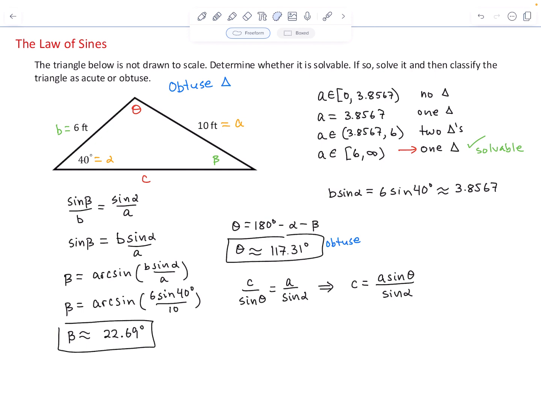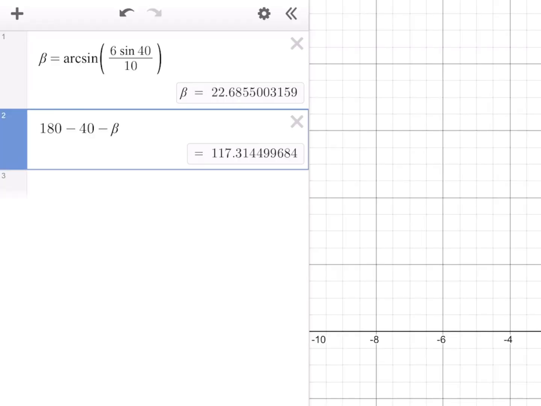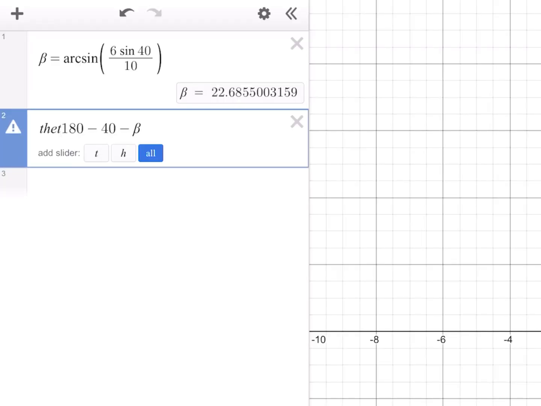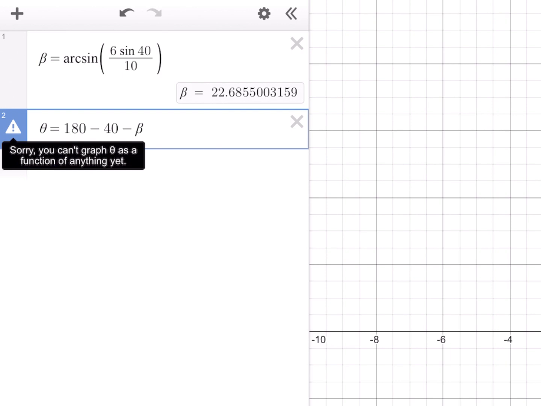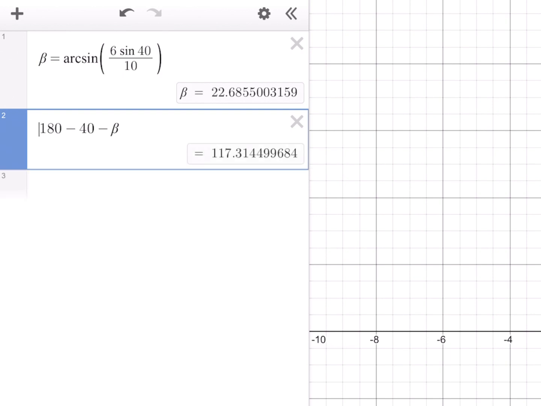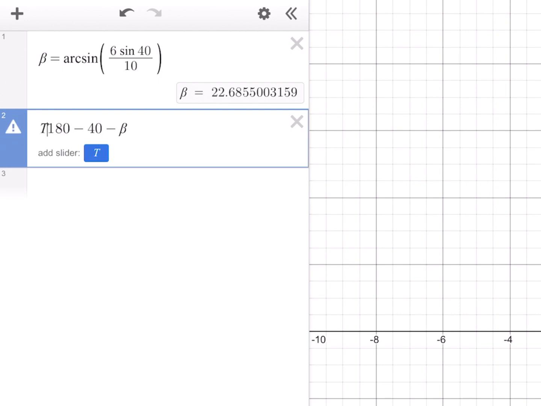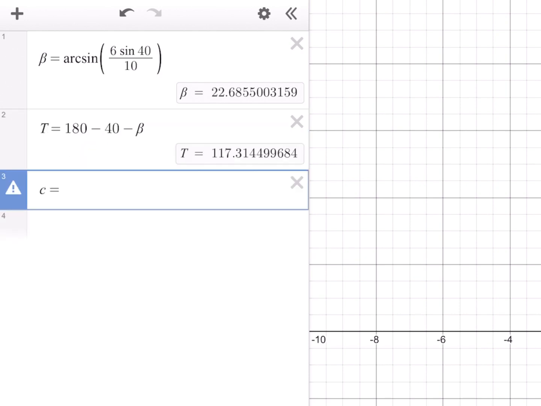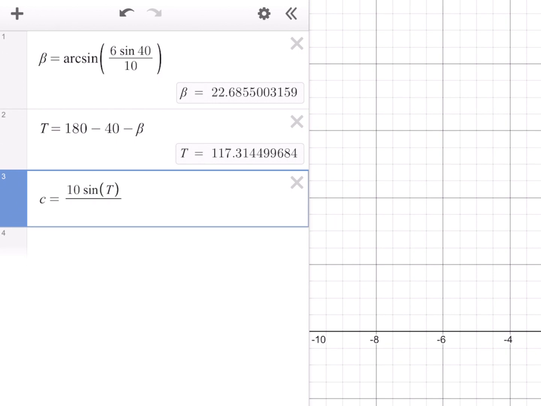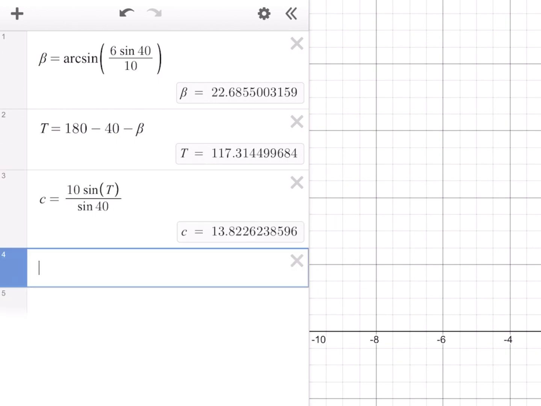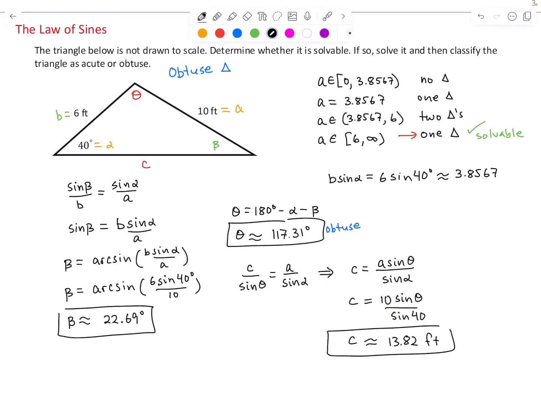Now again, to maintain precision, instead of using this rounded decimal for theta, I'm going to store the value theta in my calculator, and then we will do 10 feet times the sine of theta divided by the sine of 40 degrees. You can store this value by typing in theta. This gives us an error. Turns out theta is a protected variable in Desmos. We can use some other letter instead, perhaps a capital T to stand for theta. And now I want to calculate c by doing 10 feet times the sine of theta and dividing this by the sine of 40 degrees. This maintains my precision, and we get about 13.82. And this would be measured in feet. All right, the next page.